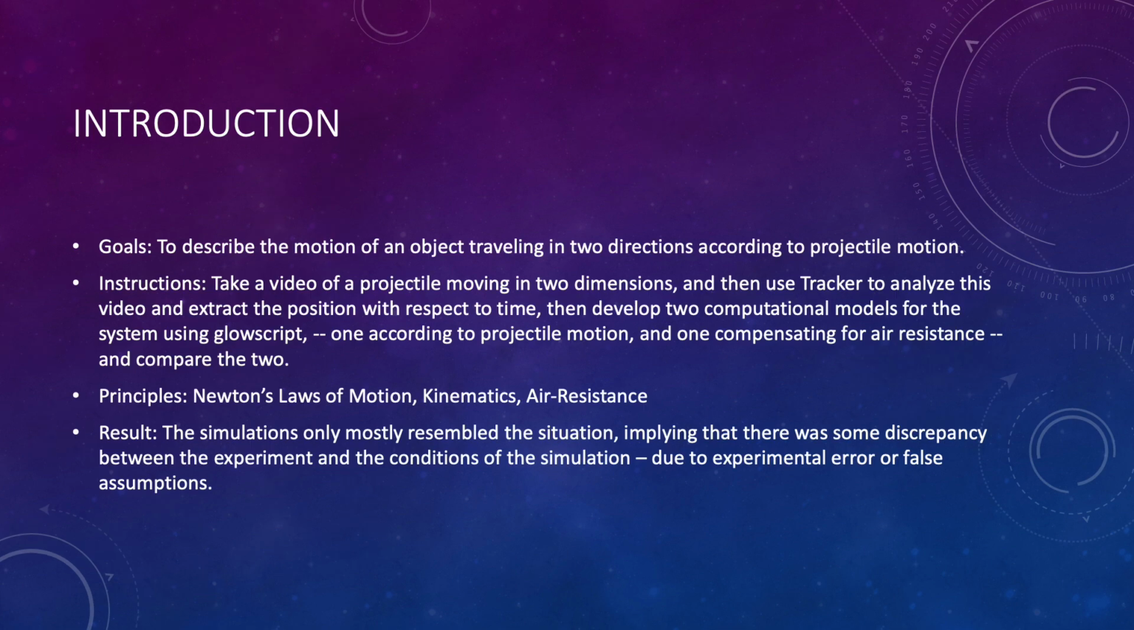So let's get started with an introduction. This lab had the goals of describing a motion of an object traveling in two directions according to projectile motion, with an added challenge of looking at how drag may affect this motion. For instructions, we were to take a video of a projectile doing such, and then analyze that video with Tracker to get real-world data. Then we were to develop two computational models using GlowScript, one with projectile motion and one compensating for air resistance. The principles in play here are Newton's laws, kinematics, and air resistance.